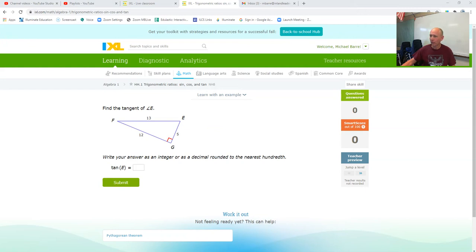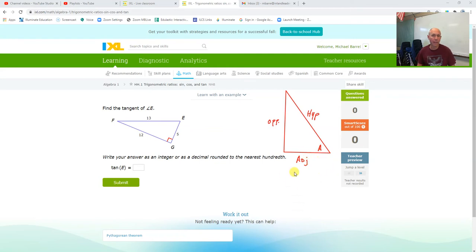So if I have a triangle, let me draw a triangle here. It needs to be a right triangle. And if I have some angle right here, let's call this angle A. In relation to angle A, there are 3 sides. This side is the hypotenuse, which you know from Pythagorean Theorem. This side over here is called the opposite side, and this side over here is called the adjacent side.